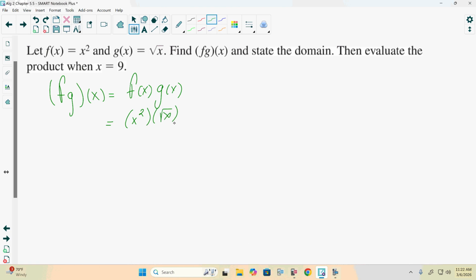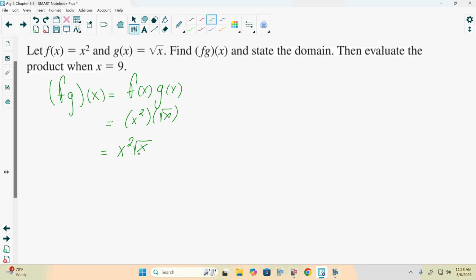So f of x, we'll replace it with its function, which is x squared. We put it in parentheses just to signify we replaced it with what it was equal to. Same with g of x. And once we do that, we're going to multiply them together, which is x squared times the square root of x. Because there's no real multiplication we can do. I can't multiply the x squared inside the radical because they're not the same thing. So it's just x squared times the square root of x.